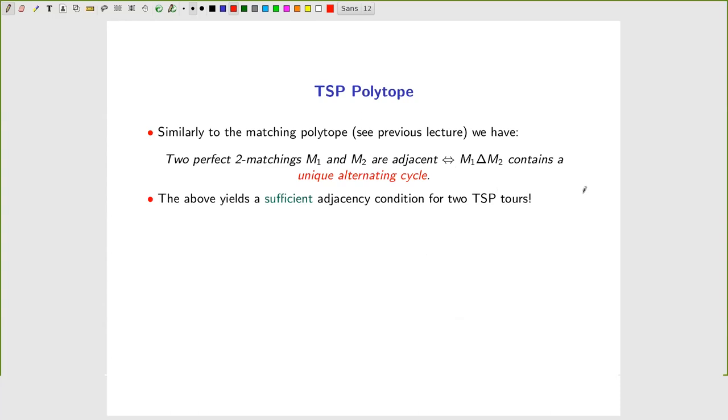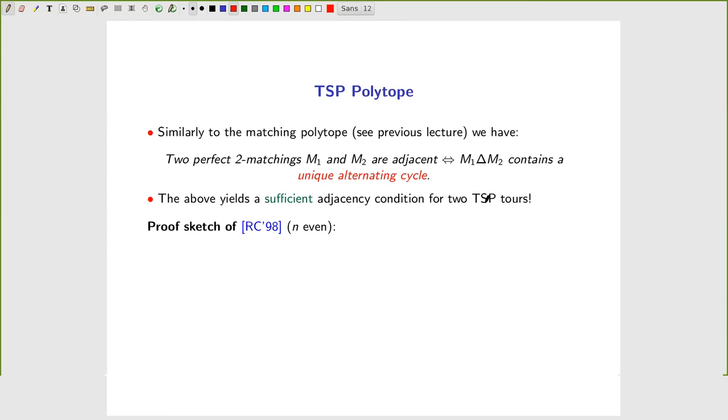And the above yields a sufficient adjacency condition for two TSP tours, because two TSP tours are two perfect two matchings. So if this condition is satisfied, it means that they are adjacent for the perfect two matching polytope, and so they have to be adjacent for the TSP polytope too. And so they are basically going to exploit this.